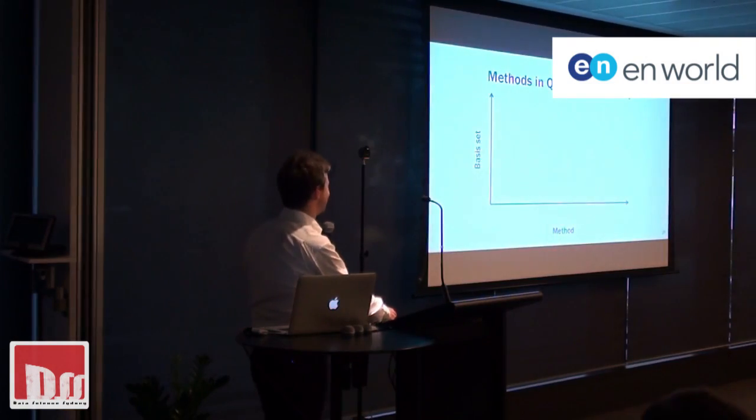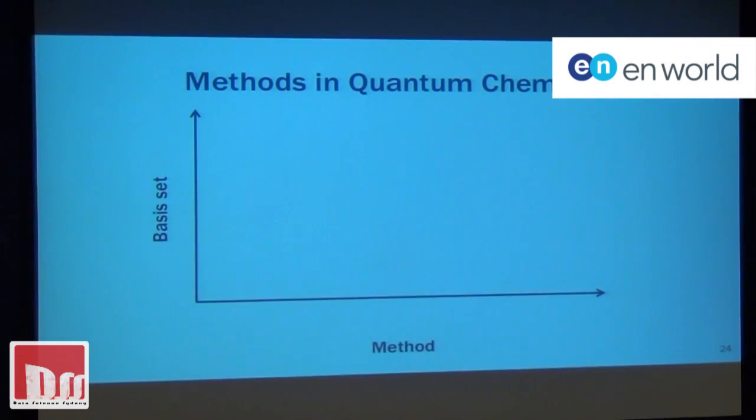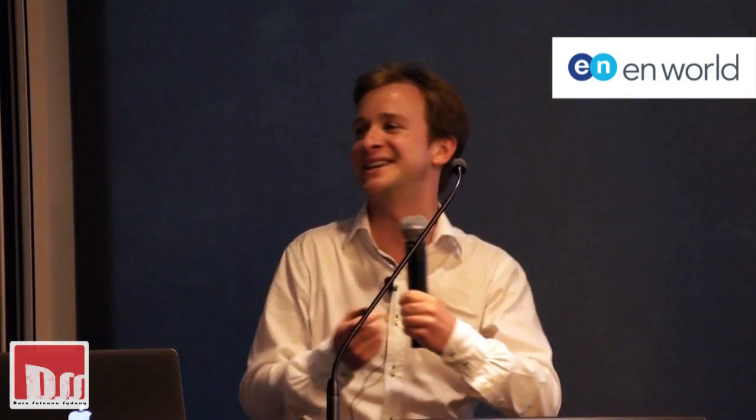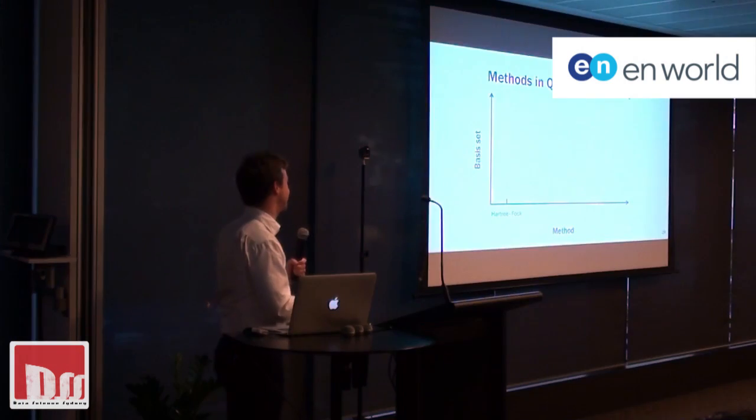Okay, so methods in quantum chemistry, and I'm going to do this with a car analogy. Here we have our methods, and as we go along, they go up in computational expense. Here on our y-axis, we have our basis set. You're probably familiar with the basis set that we use to describe vectors. Well, in quantum chemistry, our basis set is our collection of functions that we're going to use to describe the electron wave function. You can have a small basis set, or you can have a really large basis set.